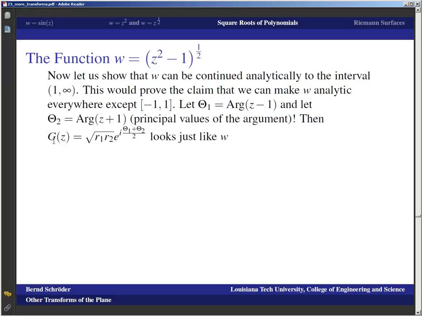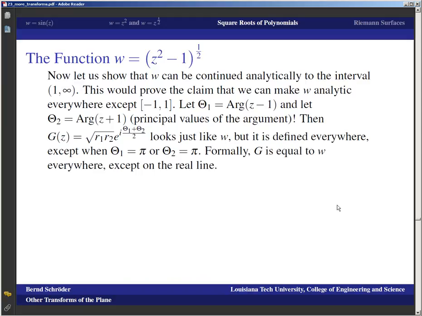Then we have that G of z, being square root of r1 r2 times e to the i (Theta 1 plus Theta 2) over 2, looks just like W, but it's defined everywhere except when Theta 1 equals pi or Theta 2 equals pi. So this is the same function as what we had two panels earlier, only with a different domain. Anywhere where either lowercase g or capital G is not defined, these functions give the same values. So formally, g is equal to W everywhere except on the real line.